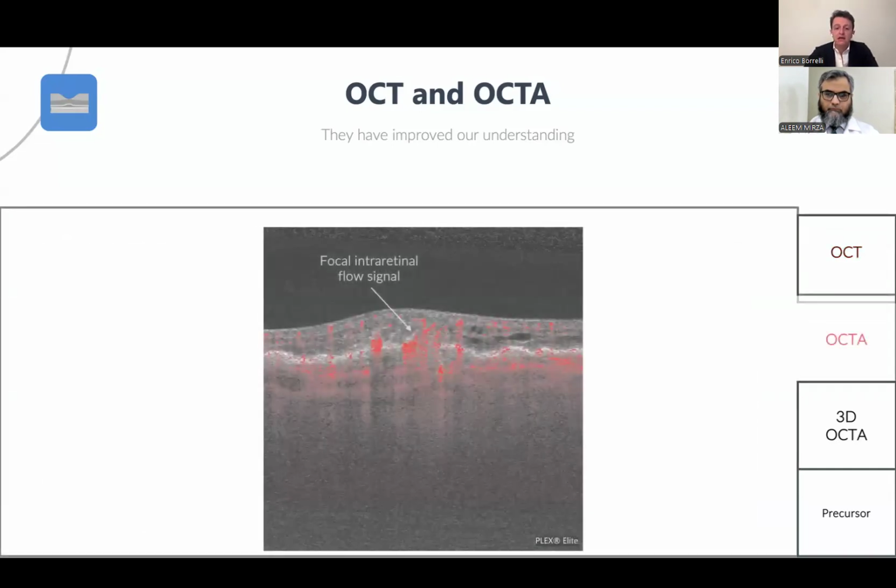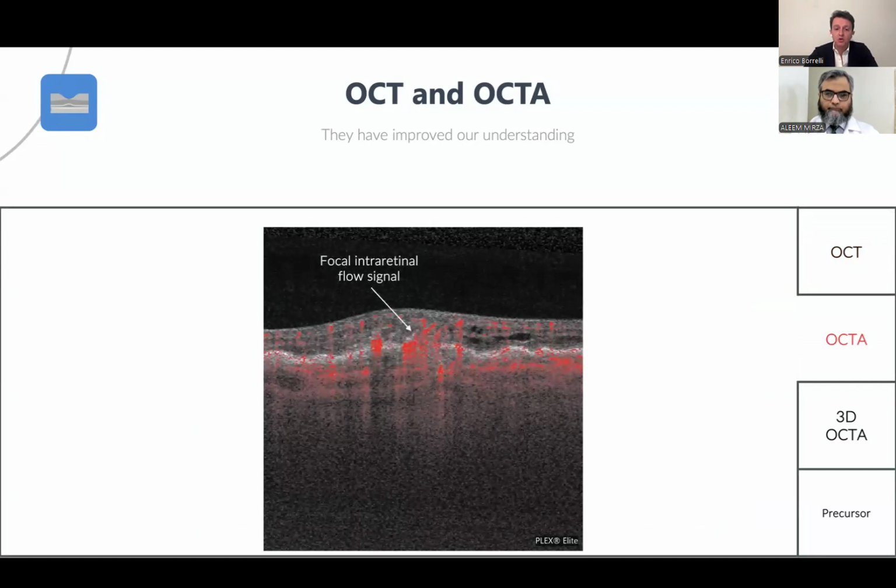Using OCTA, it is quite common to detect the presence of a flow signal within the hyperreflective lesion, which is the type 3 macular neovascularization. So if you have the suspicion of a type 3 macular neovascularization, you may want to use a structural OCT showing the presence of a hyperreflective lesion in the outer retina, and usually some flow is detected within this hyperreflective lesion using OCTA.